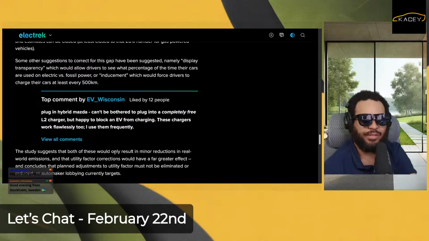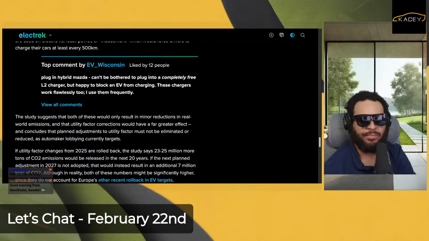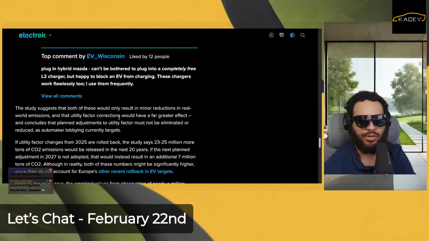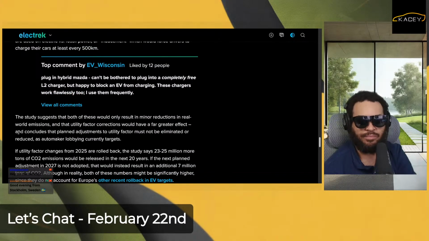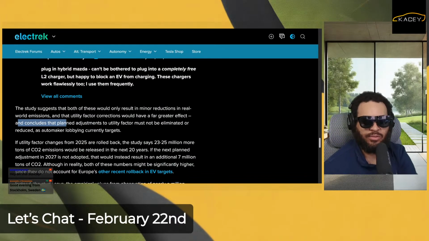Studies suggest that both of these would only result in minor reductions in real-world emissions, and that the utility factor corrections would have a far greater effect, and it concludes that planned adjustments must not be eliminated or reduced as automaker lobbying currently targets. Yeah, agreed.